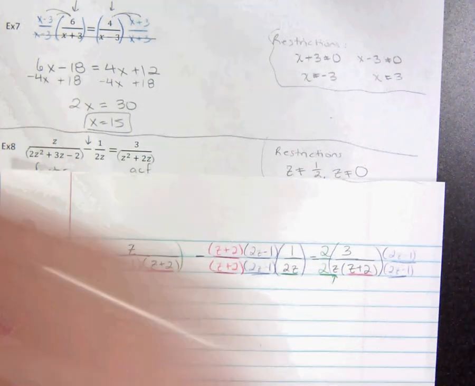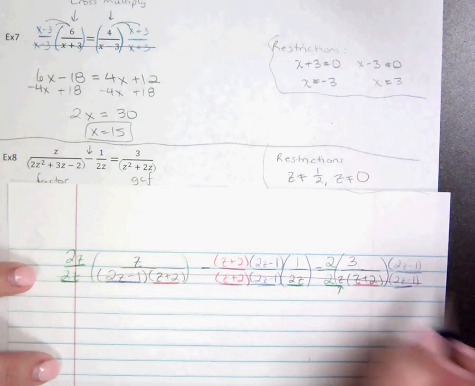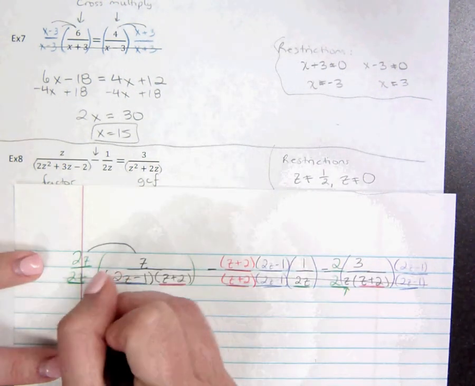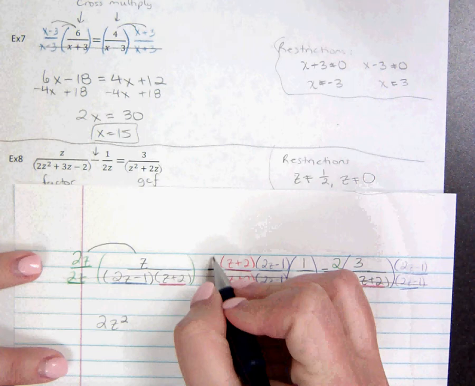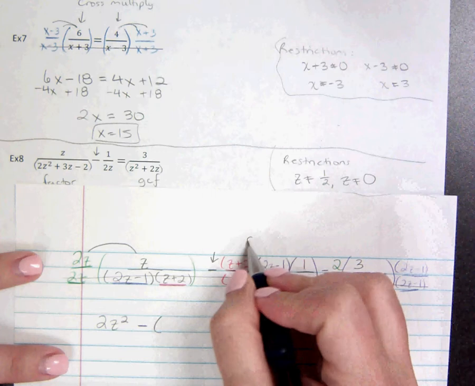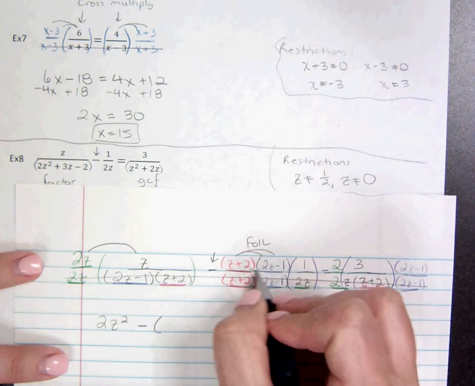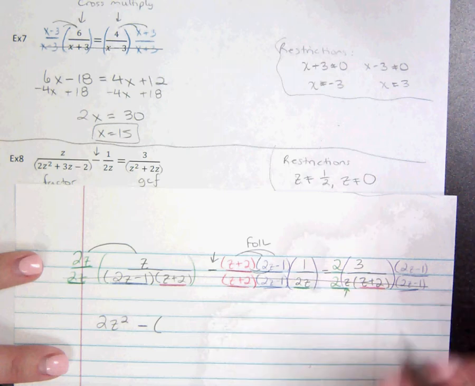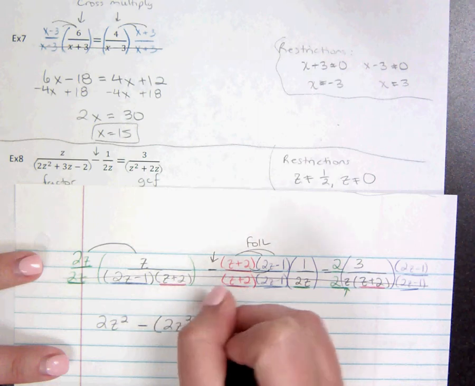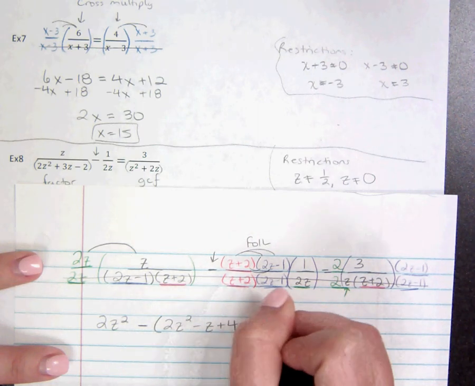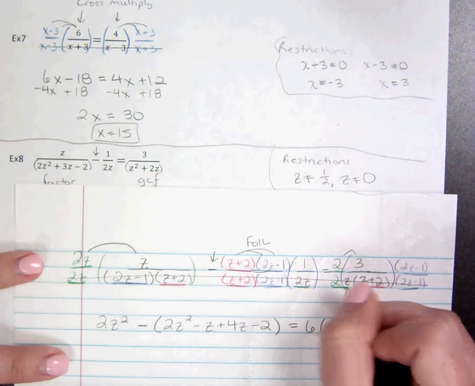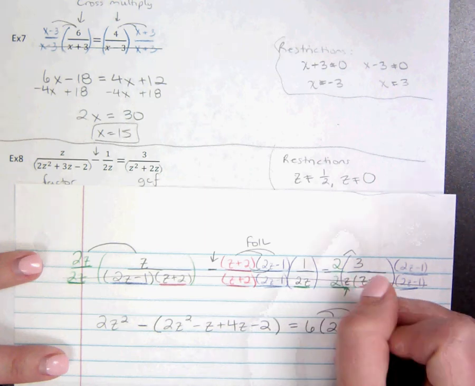Now that all the denominators match, I'm going to go ahead and ignore those. I have a lot to clean up on top. We have 2z times z, which is 2z squared. I'm going to leave that minus alone for a minute and open a parentheses. I'm going to FOIL these guys. Multiplying by 1 won't change anything. So that's going to give me 2z squared minus z plus 4z minus 2 equals 2 times 3 is 6 times 2z minus 1, which I'll have to distribute.